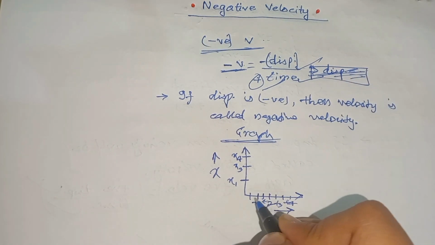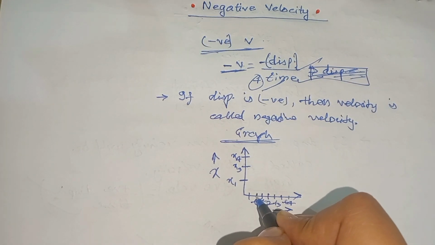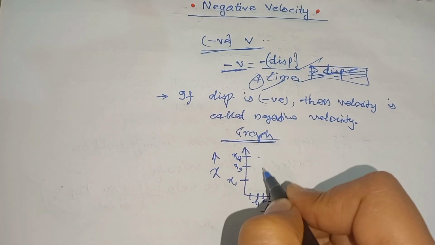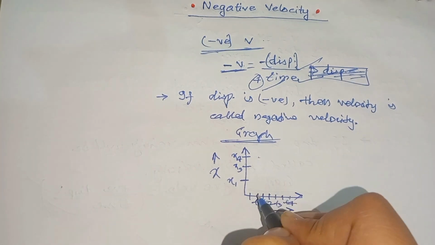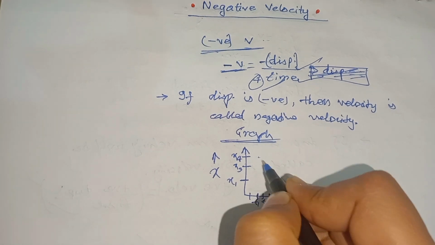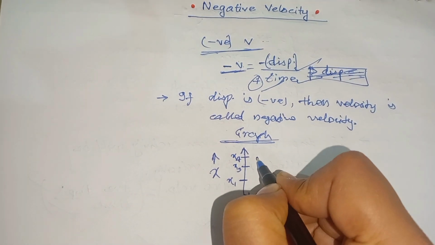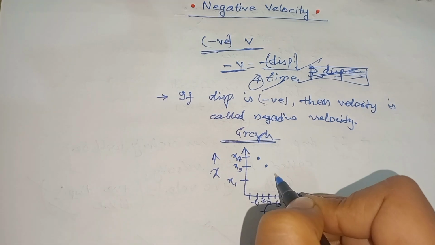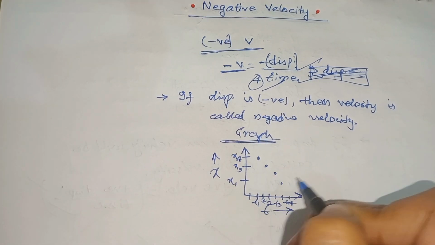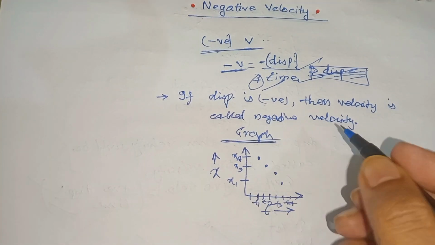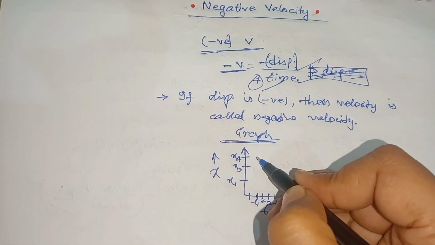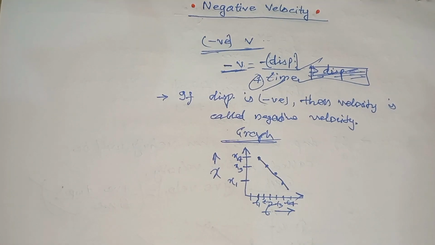So if the time is less, the displacement is more, and if the time is more, the displacement will be less. So at time t1 it will be somewhat like this, at time t2 it will come down, and at t3 it will come down more, because the displacement is negative, it is not increasing. The graph will come in this way for negative velocity. Okay, thank you.